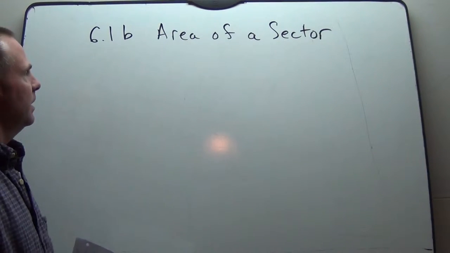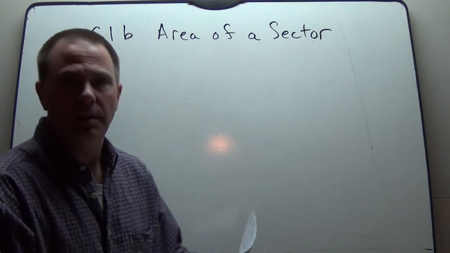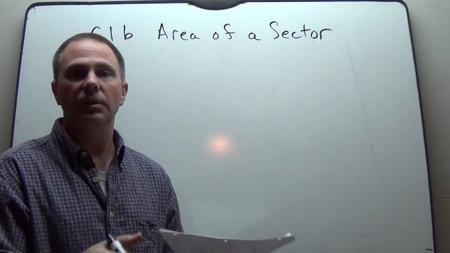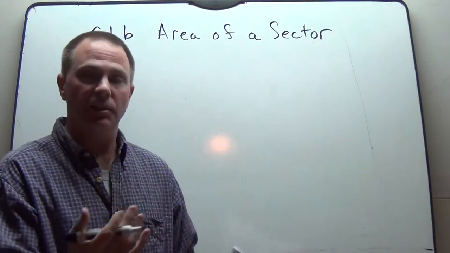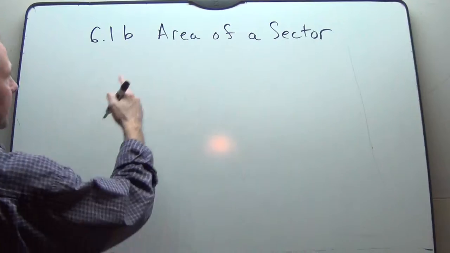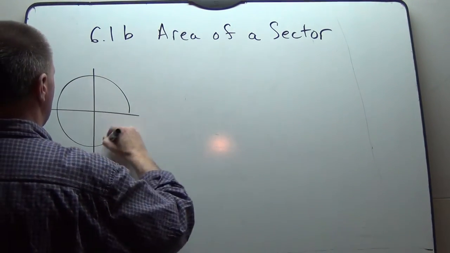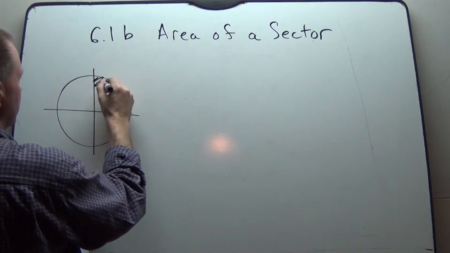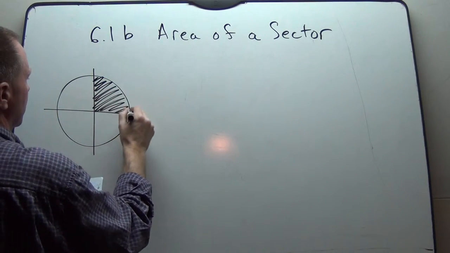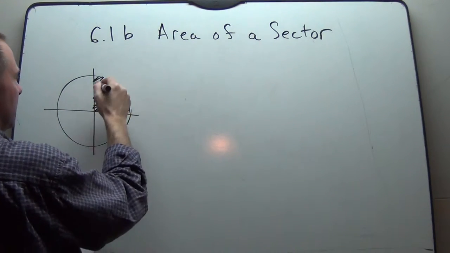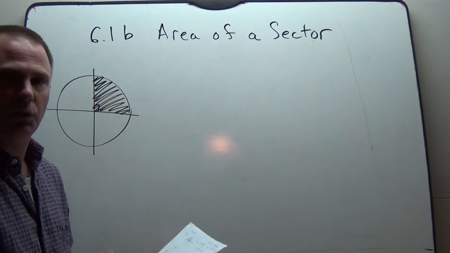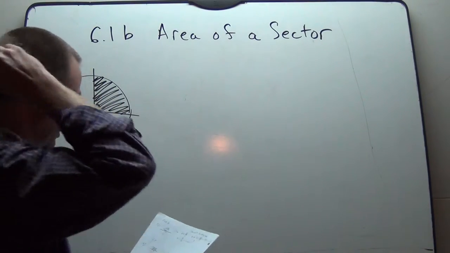Okay, you've already done 6.1b as far as the length of an arc. Now we're going to do the area of a section of the circle. Area of a sector. So given a circle, let's just do something simple. Let's just do this little portion. This is a 90-degree angle, and this is 1/4 of the circle that is colored in.